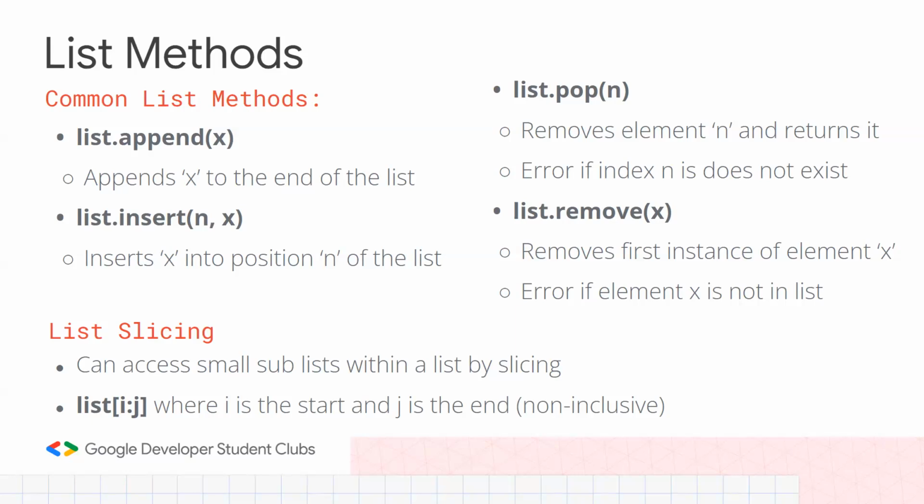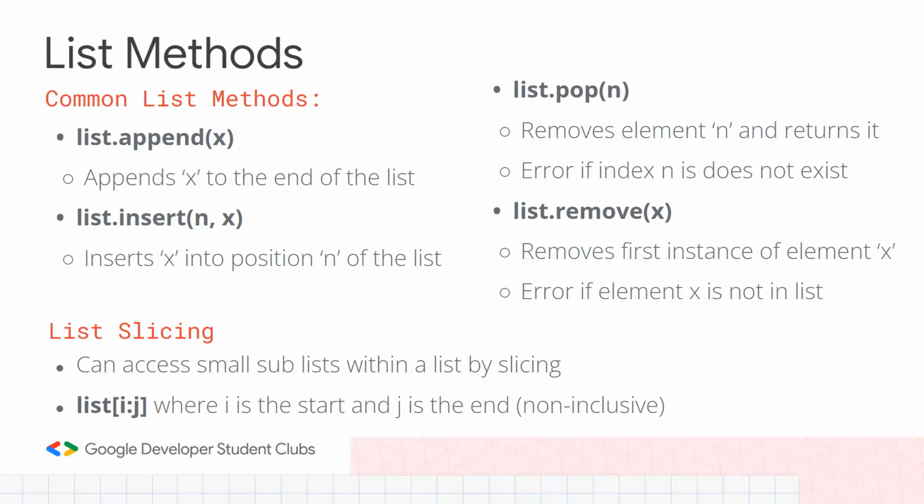Down here we have list slicing. You can access small sublists within a list by slicing it. Here's an example, list slice at i:j. What it does is slice the list where i is the start and j is the end of the slice, but it doesn't include index j. So you have to remember that it's not inclusive. It doesn't include the actual element at j. It just has i up to j.